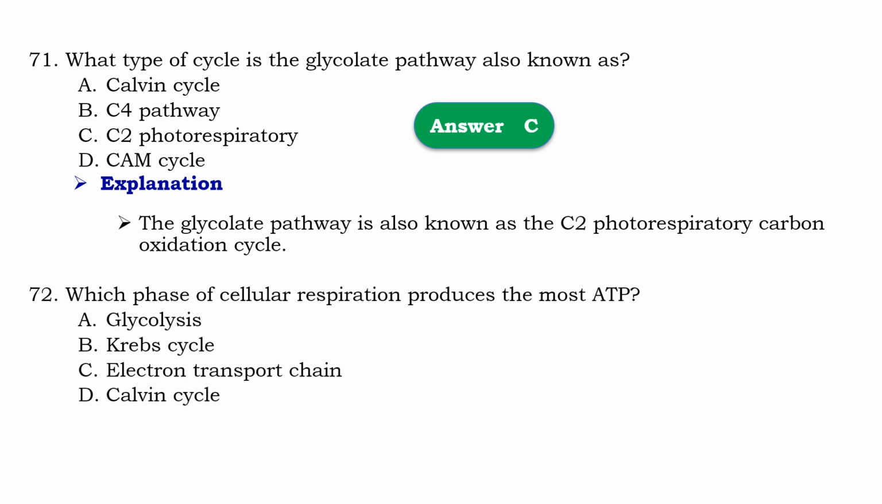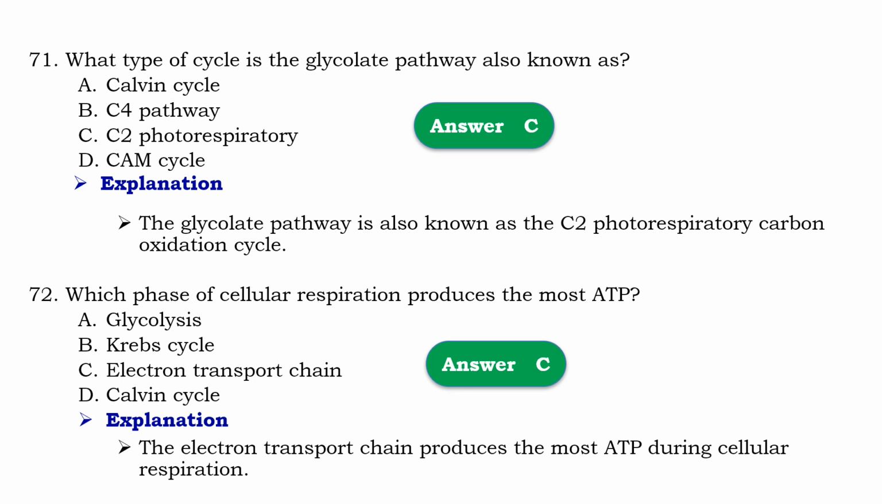Question number 72. Which phase of cellular respiration produce the most ATP? So that should be C. Electron transport chain. Means that the electron transport chain produce most ATP during cellular respiration.